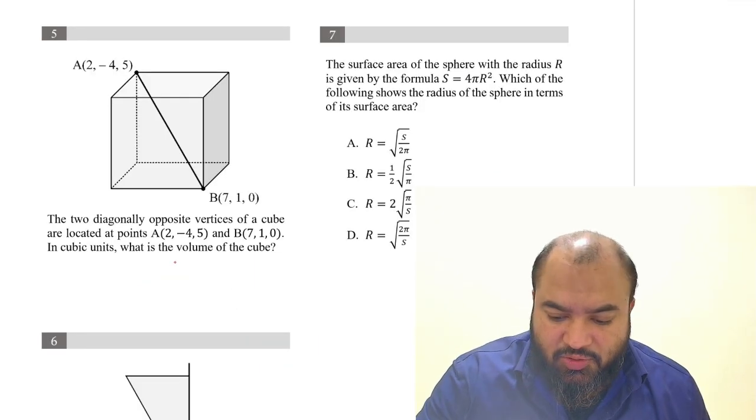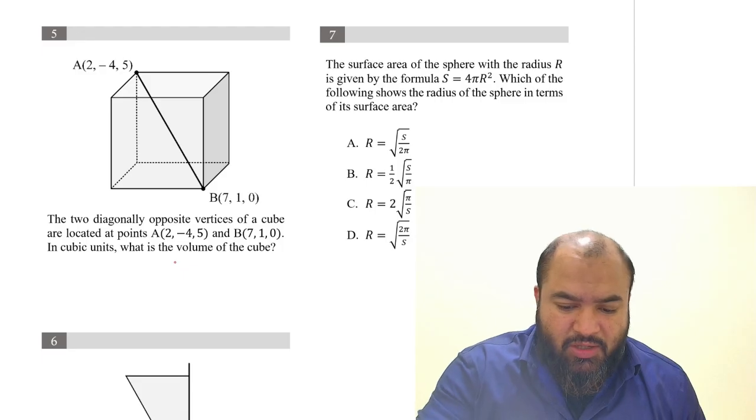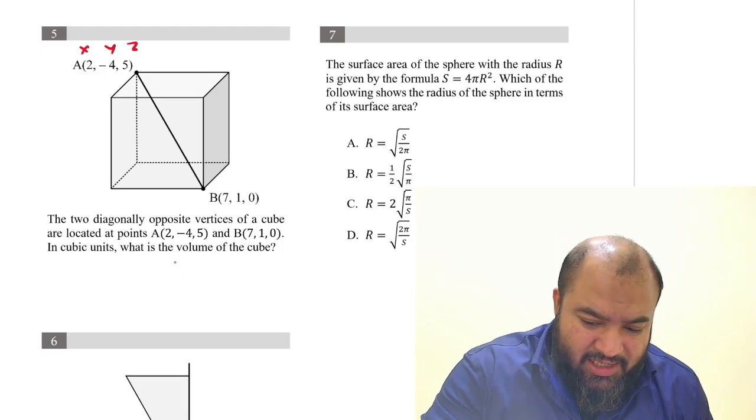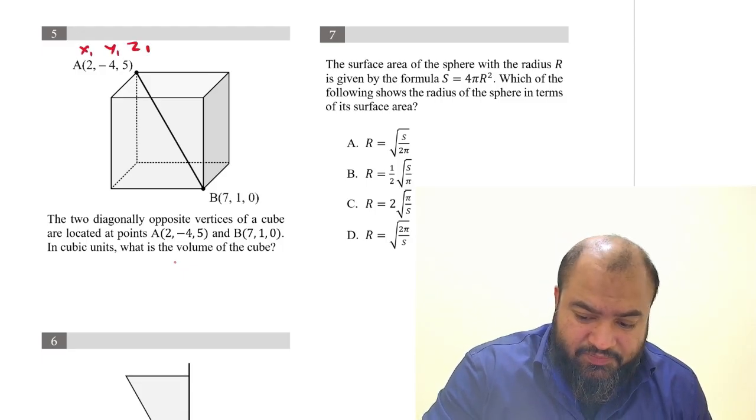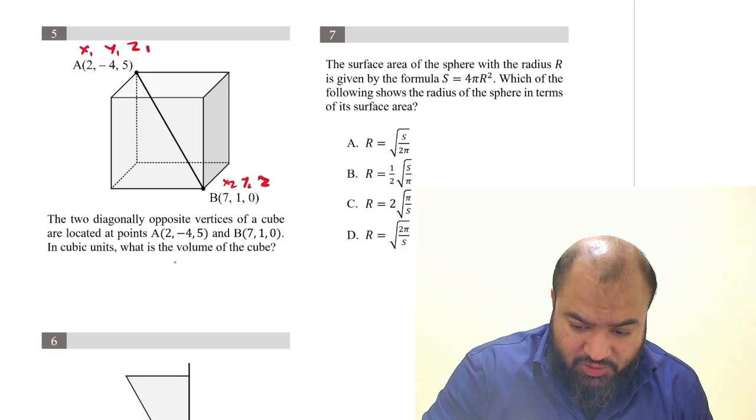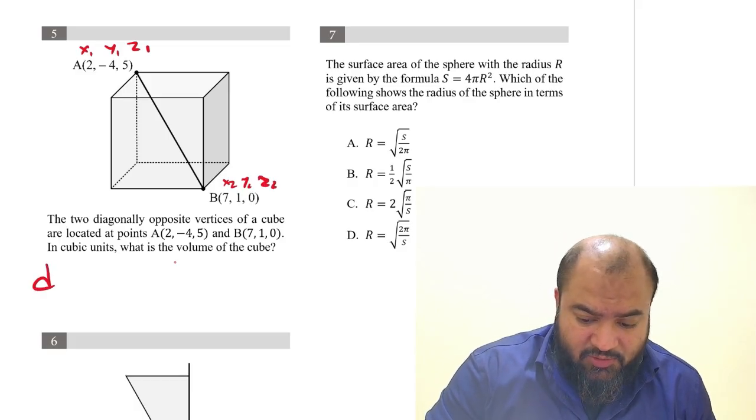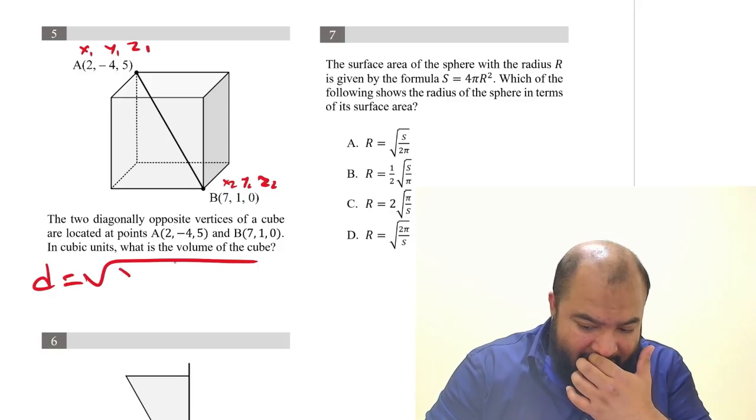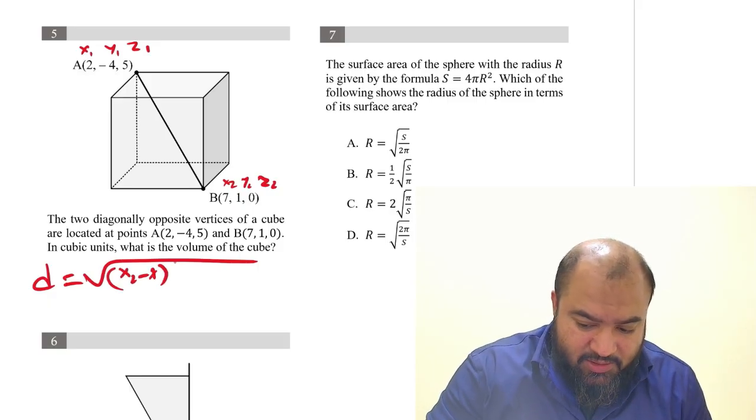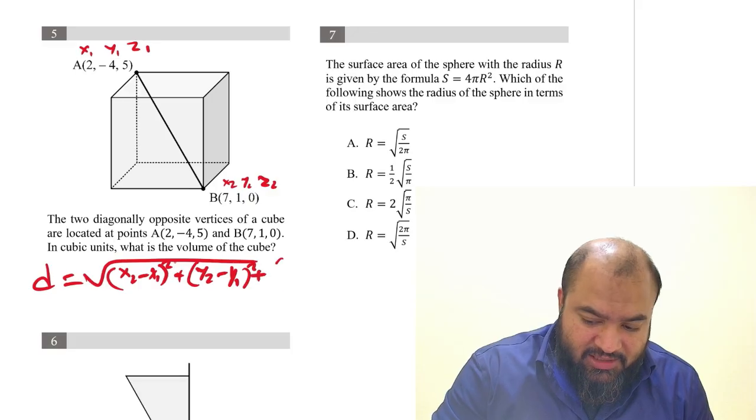So it says the 2 diagonally opposite vertices of a cube. So I can call it like x, y, and z, x1, y1, z1. This is x2, y2, z2. I'm just going to find the distance of this diagonal. So the distance formula is the same. So square root of x2 minus x1 squared plus y2 minus y1 squared. We're just going to add this z2 minus z1 squared, you know.